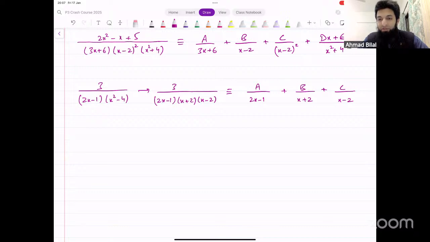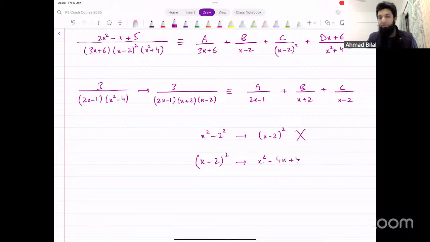X squared minus 4 is not the same as x minus 2 whole squared, Sophia. X squared minus 4 is not x minus 2 whole squared. It's x plus 2 into x minus 2. Remember, indices rules only work with multiplication and division. You can't take power common like this. That doesn't work. Just like this is something that's easier for you to remember. X minus 2 whole squared is not x squared minus 4. It's actually x squared minus 4x plus 4 using a minus b whole squared.